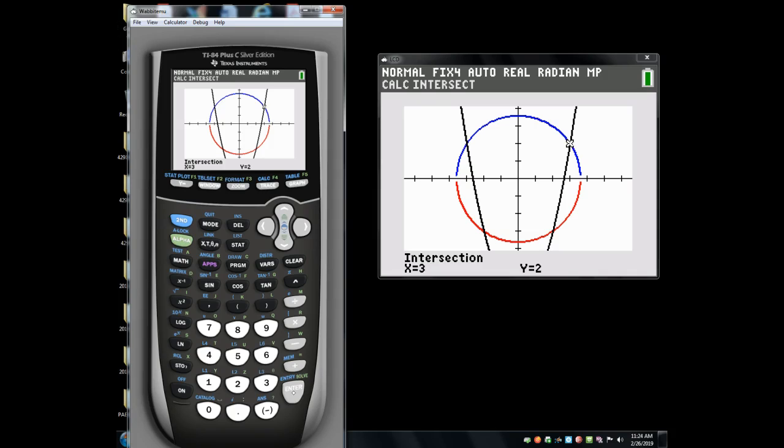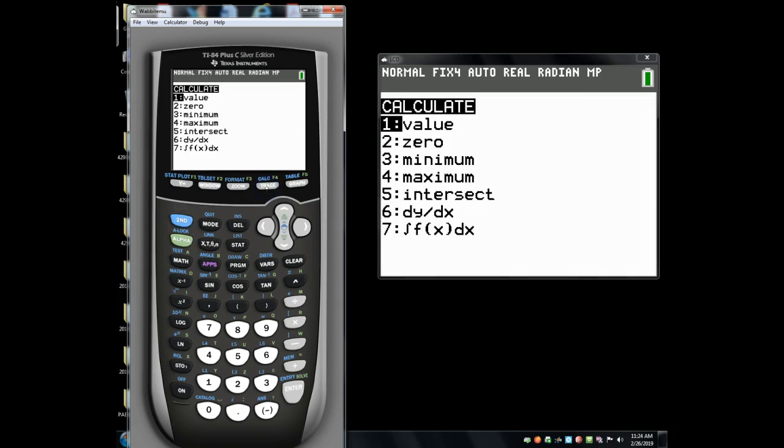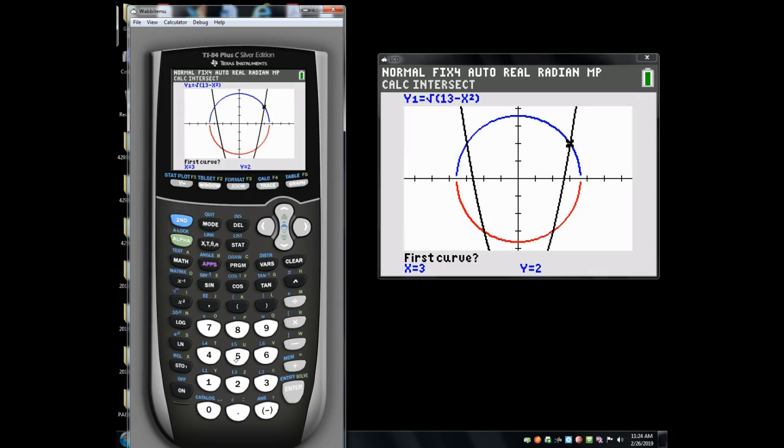All right, how about we go counterclockwise? Let's go to the second quadrant. Second, Calc, Intersect. In the second quadrant, it's blue and black. So blue, yes. Red, no. Black, yes. The guess is in the second quadrant. How about negative 2 for my guess? So it knows the closest intersection point I'm looking for. So I got (3, 2), and I got (-3, 2). Perfect.